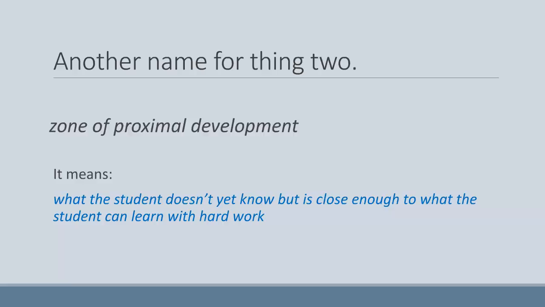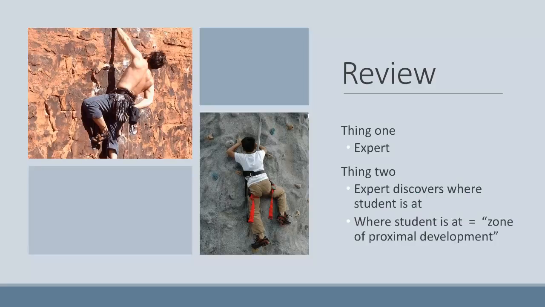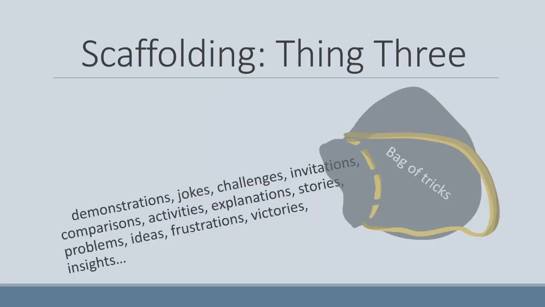The expert is there to help with the difficulties, and the difficulties are exactly the things that typical instruction, without scaffolding, always overlooks. So let's review scaffolding. Thing 1 is an expert helper. Thing 2 is the fact that the expert understands the student's zone of proximal development. Now here's thing 3. Scaffolding depends on a bag of tricks to help each student learn within his or her zone of proximal development.